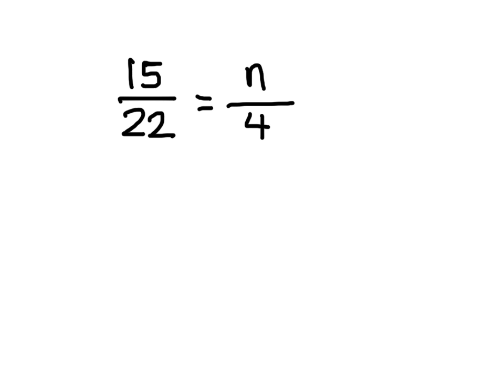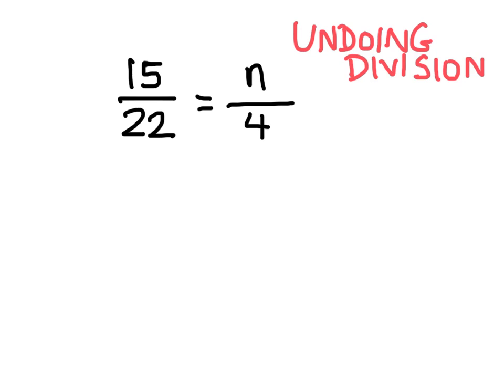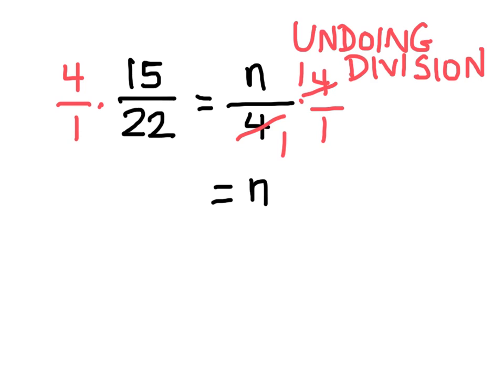Okay, so here we have another example. Same thing, 4 doesn't go into 22 evenly, so I'm going to use undoing division. I need to undo dividing by 4 on both sides, so I'll multiply by 4. The 4 will cancel. So I have n all by itself.